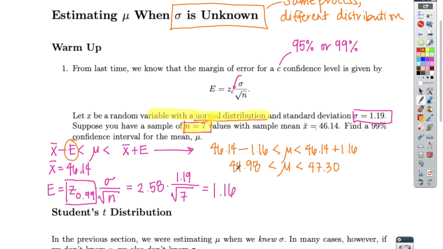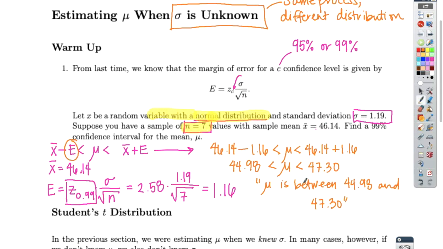And the way that we typically read this is a little bit weird. This is something called a compound inequality, where you have 2 inequalities in one statement, 2 less thans or less than or equal to. The way we usually read it would be: mu is between 44.98 and 47.30. That's how we would read this phrase.